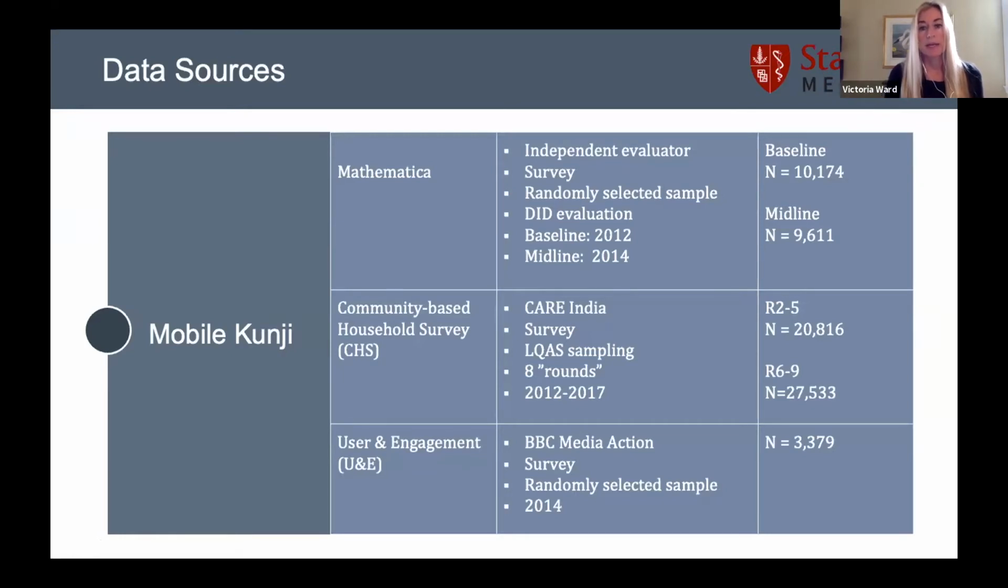And the way that we look at it is that women who were surveyed were asked whether they had been exposed to the Mobile Kunji tool during their more recent frontline worker health visits. And then we compared those women who had been exposed to those who were unexposed and looked at their health-related knowledge, attitudes, and behaviors.